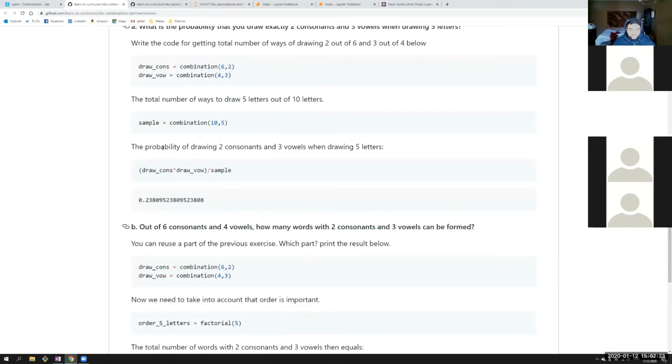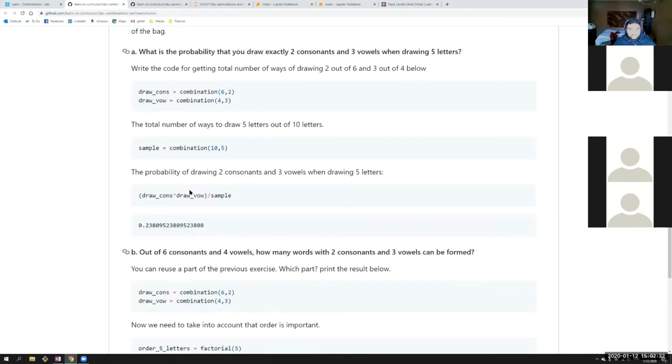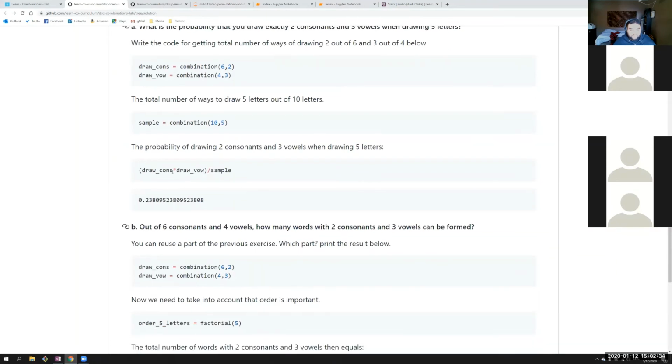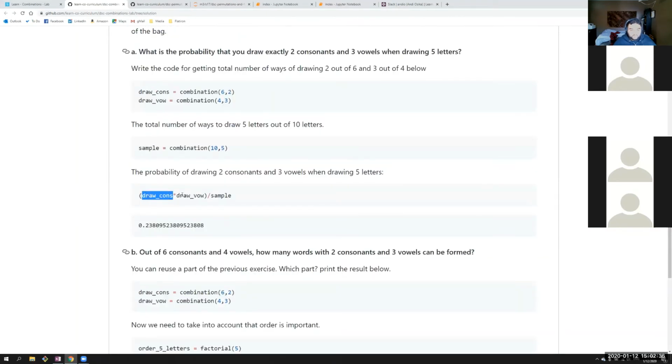Now the tricky part is this one. The probability of drawing 2 consonants and 3 vowels when drawing 5 letters. And so what they're doing is they're multiplying the number of possible combinations of consonants by the number of possible combinations of vowels, and they're dividing it by the total number of possible combinations. That makes sense, right?